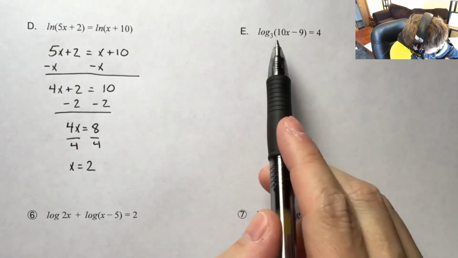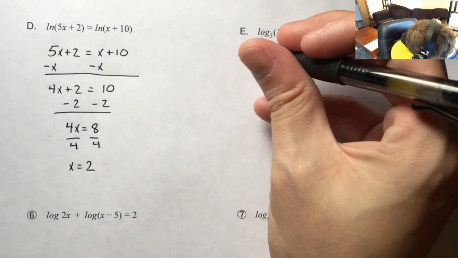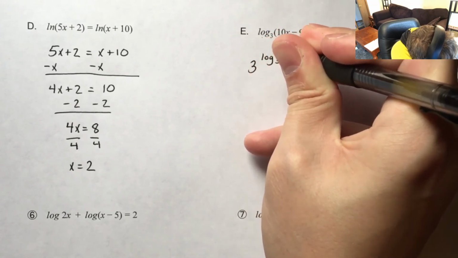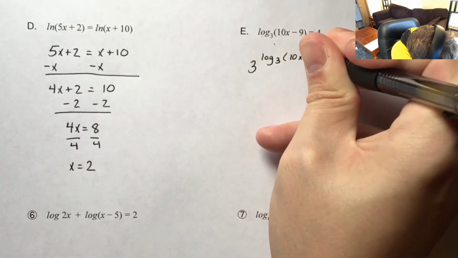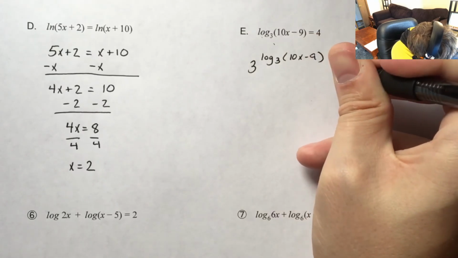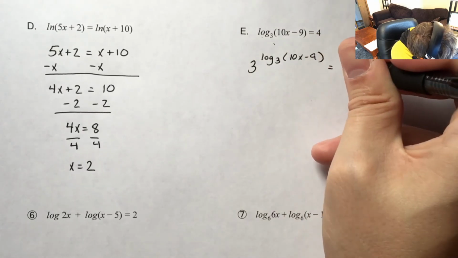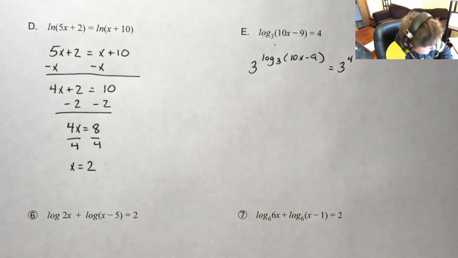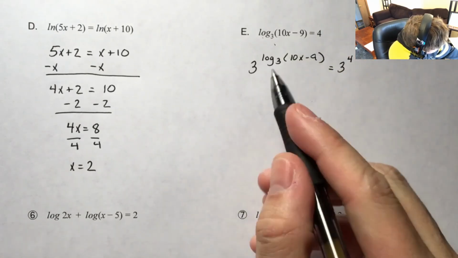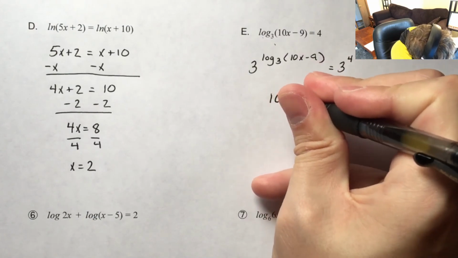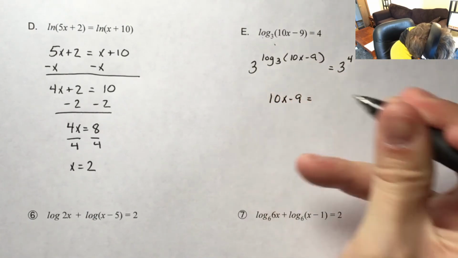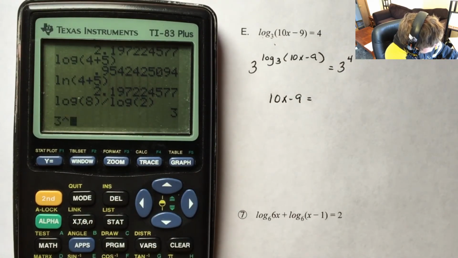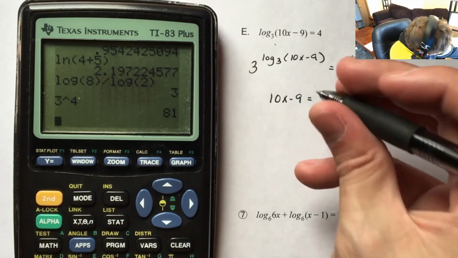Okay, this one has log base 3. So I'm going to take everything to 3 to the power of each of these parts. And this can be equal to 3 to the 4th power. Okay, so these are going to undo each other, so now I'm just left over with 10x minus 9 is equal to 3 to the 4th power. I don't happen to know that off the top of my head, so 3 to the 4th power just happens to be 81.